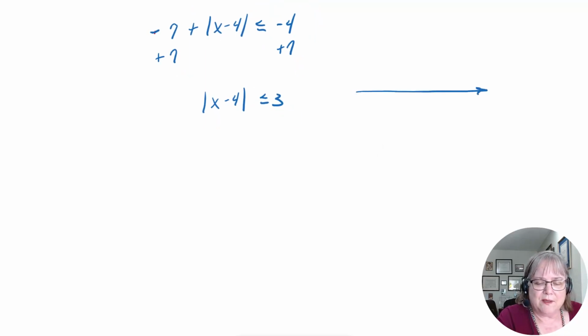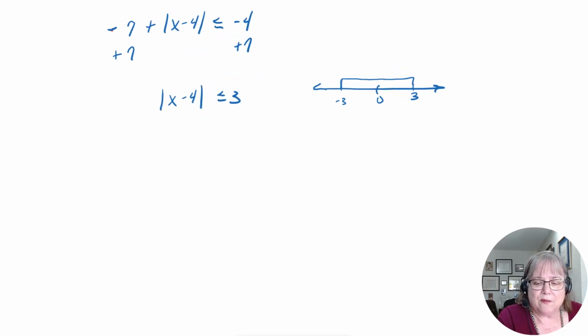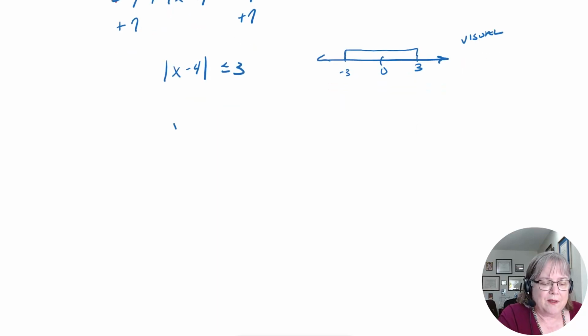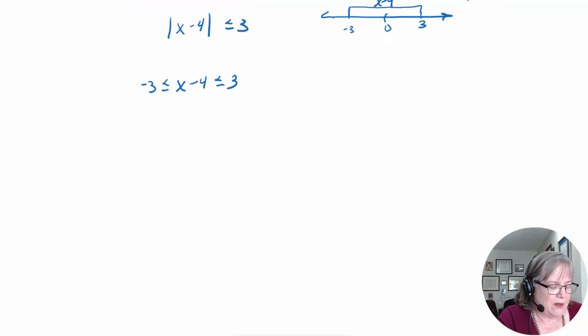So x minus 4 is in between these two 3's. Now that's my visual image to start. That does not mean that's the answer, okay? So x minus 4 is visually in between these. But where is x? Okay, I know where x minus 4 is. X minus 4 is here. I want to know where x is, all right?